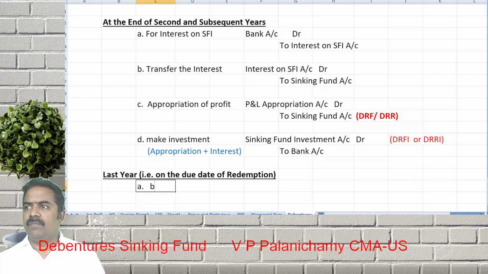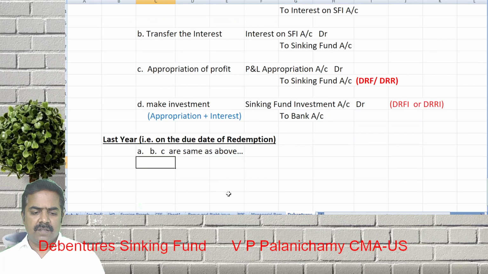B will be the same. What is B? Transfer of interest will be the same. What about C? We'll do appropriation of profit also. A, B and C are the same as above. Repeat the entries.